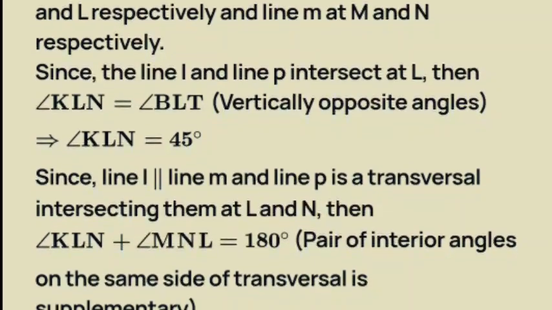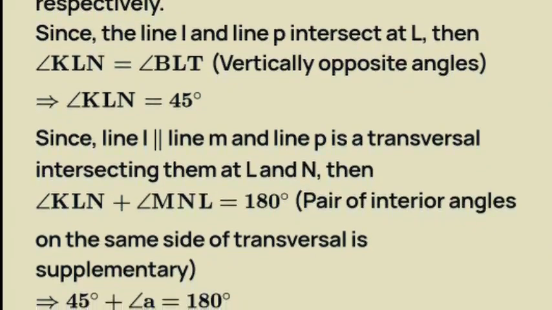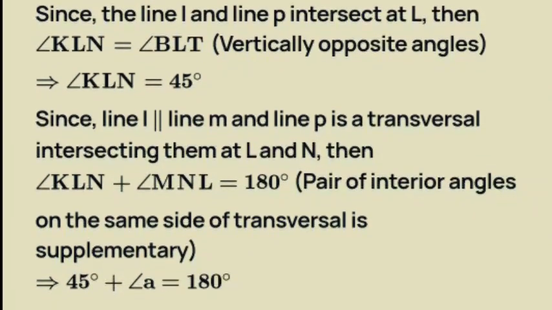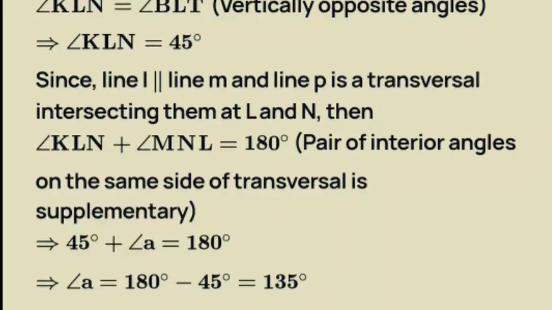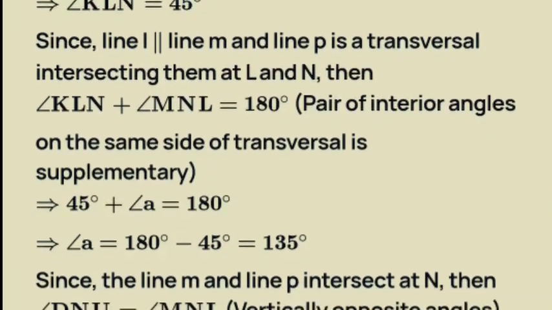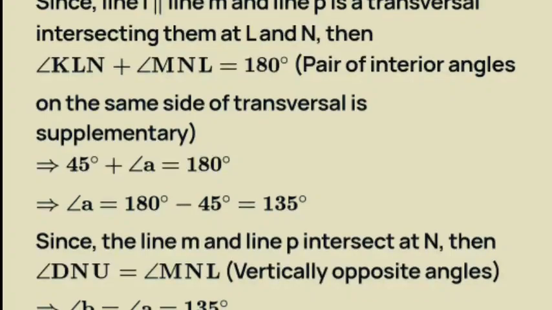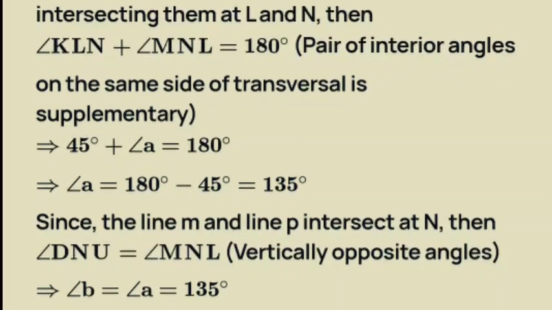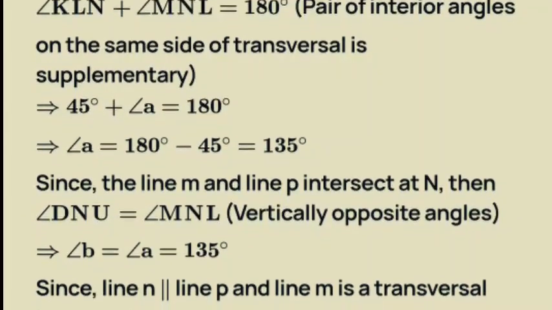Since the line L and line P intersect at L, then angle KLN is equal to angle BLT, which is vertically opposite angle. So angle KLN becomes 45 degree. Angle KLN plus angle MNL is equal to 180 degree, which is pair of interior angles. So angle A becomes 135 degree.